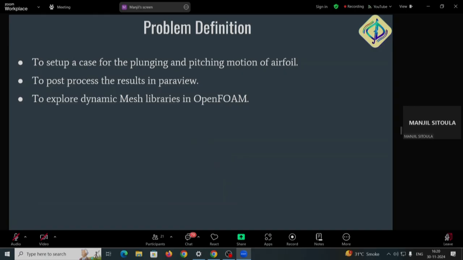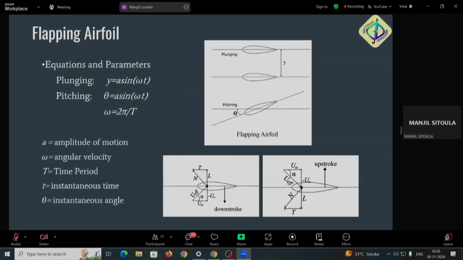Another objective is to post process the result in ParaView and to explore some dynamic mesh libraries in OpenFOAM. So what is the flapping motion? There are two equations. This is a simple sinusoidal equation. In the plunging motion, we are finding the displacement by using y equals sin omega t, which is a function of time, and theta is also a function of time. Both of these are sinusoidal motion equations, where omega is the angular velocity, and this is the same equation.